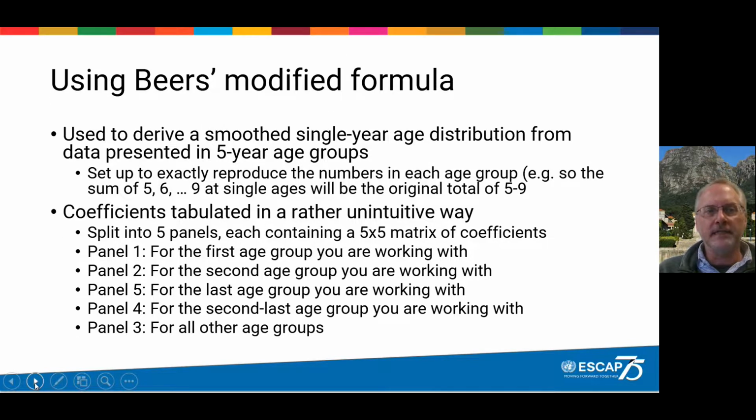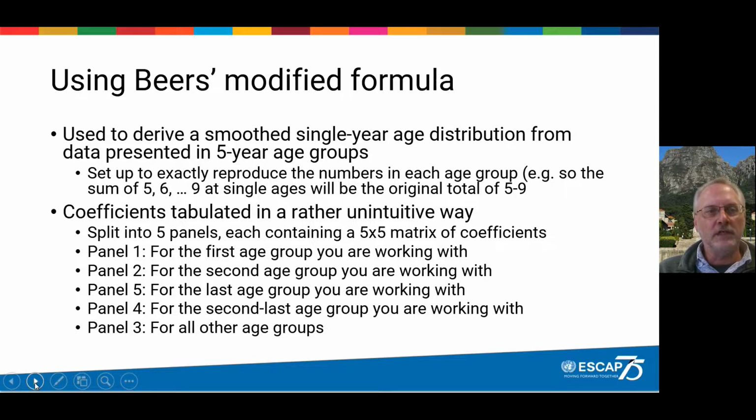How would we go about using Beers's modified formula? I'm going to briefly set out the logic of the approach before demonstrating its practical implementation. Beers's modified formula is used to derive a smoothed single-year age distribution from data presented in 5-year age groups. And it is designed and set up to exactly reproduce the numbers in each age group. So, for example, the sum of the smoothed estimates for ages 5, 6, 7, 8, and 9 at individual single ages will sum to the original total of that 5 to 9-year-old population.